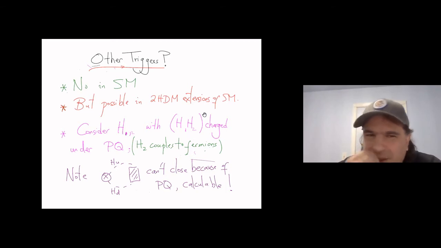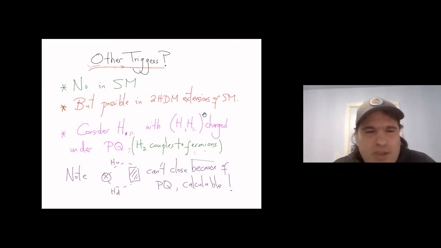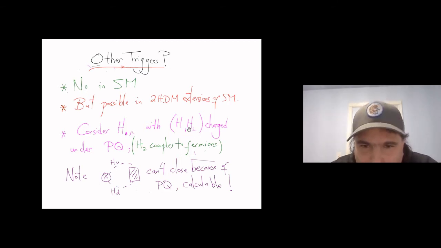But there are very simple triggers that are possible in two Higgs doublet model extensions of the standard model. So I'm going to talk about things at a very, very simple limit of a two Higgs doublet model. So let's say we have two Higgses, H1 and H2, but where this operator H1 H2 is charged under the Peccei-Quinn symmetry. H1 and H2 are taken to have opposite hypercharge in my assignment here. They're charged under some discrete Peccei-Quinn symmetry.